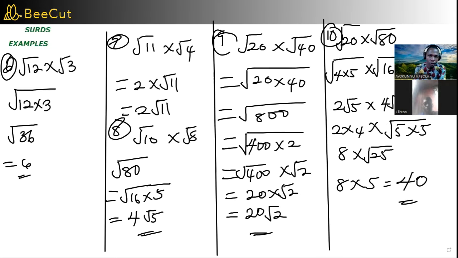Now, we want to go to addition of surds. Addition of surds. When they say if you had two surds together, what are they actually demanding from you? So let's see. Addition of surds.